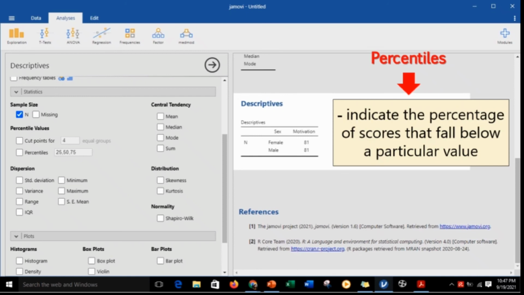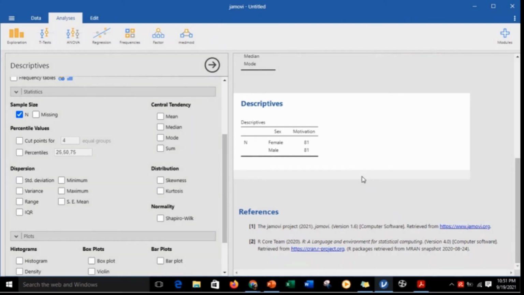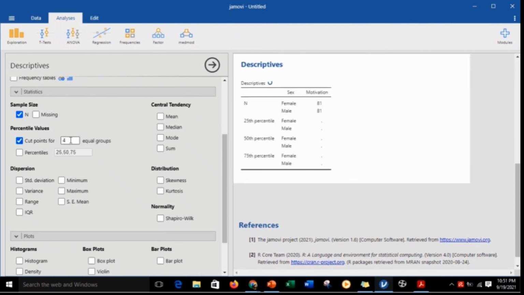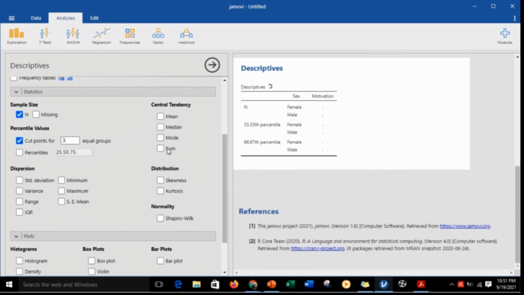Percentiles indicate the percentage of scores that fall below a particular value. They tell you where a score stands relative to other scores. For example, a person with an IQ of 120 is at the 91st percentile, which indicates that their IQ is higher than 91% of other scores. If we click Cut Points 4, we can classify the respondents based on the norm reference criteria. For example, let's have 3 groups. So these groups may represent low, average, and high motivation. And let's look at the results.